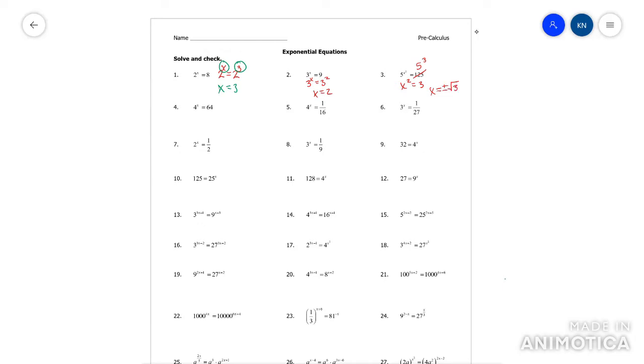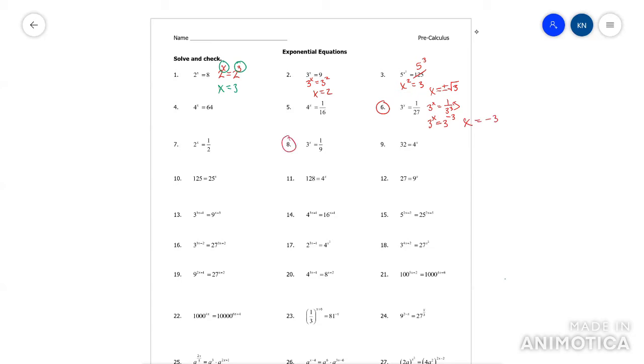Which brings us to problems like number 6. Change 27 first. 27 is 3 cubed. So you have 3 to the x equals 1 over 3 cubed. All right, now that's not the same base. This is like a 1/3 base. You need it to be just 3. So the way you do this is you go 3 to the x equals, you bring that 3 cubed up to the top, and it becomes 3 to the negative 3. Whenever you switch places in a fraction, the exponent switches signs. So this one is x equals negative 3.